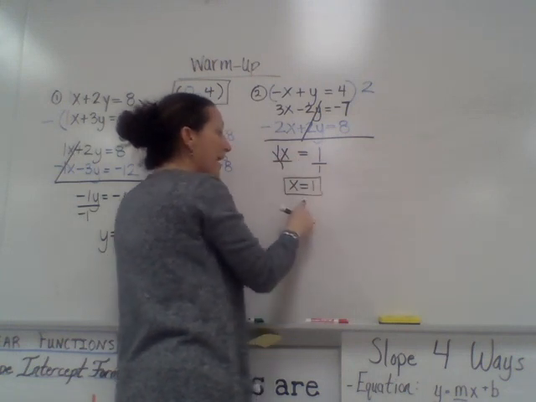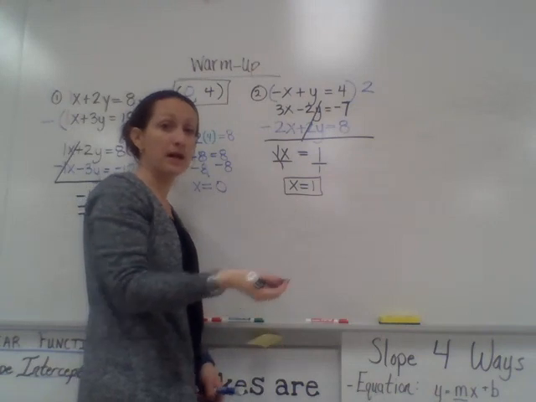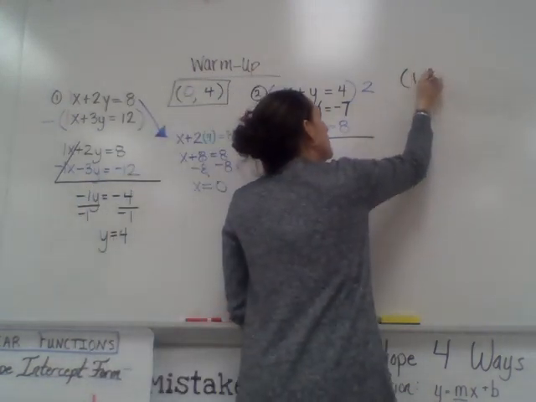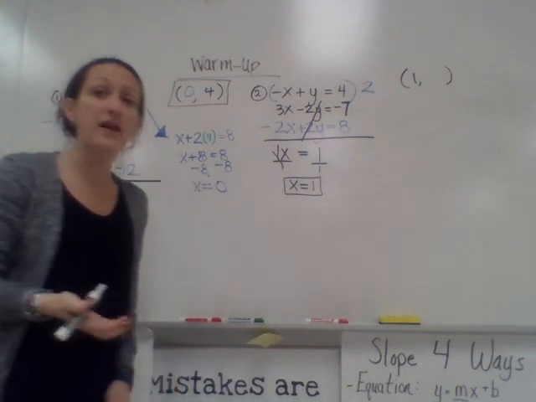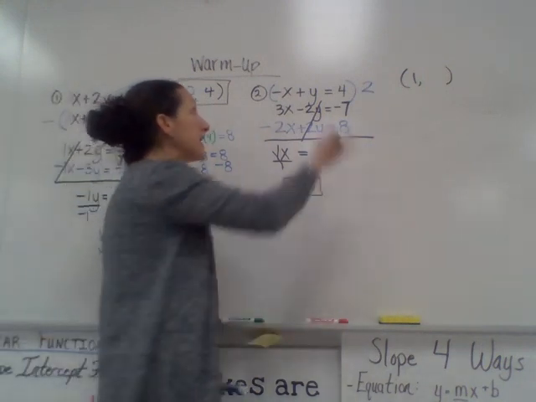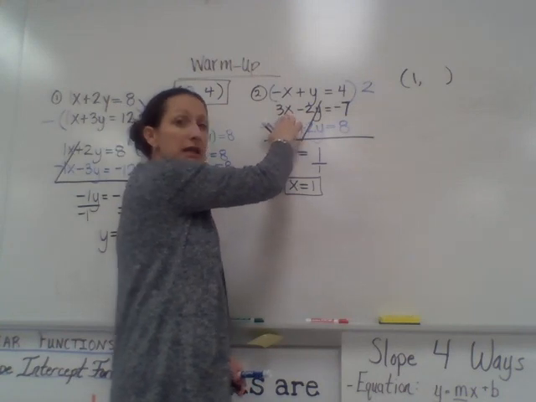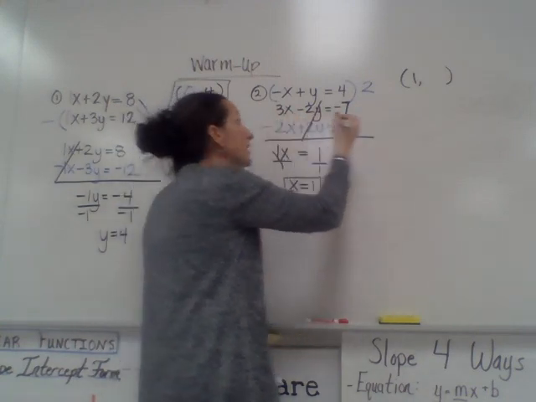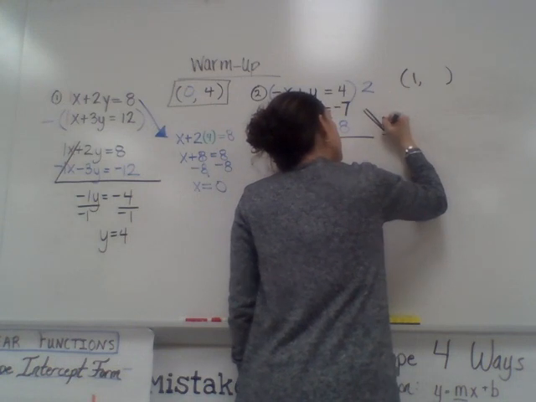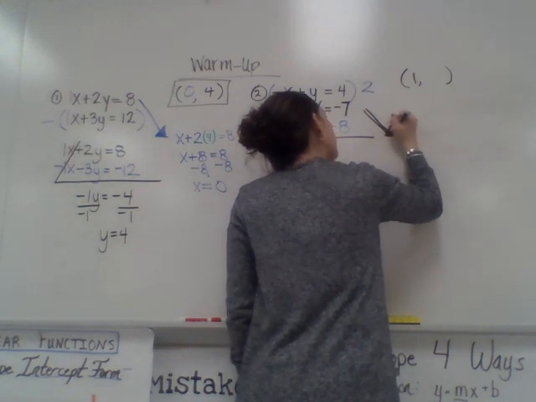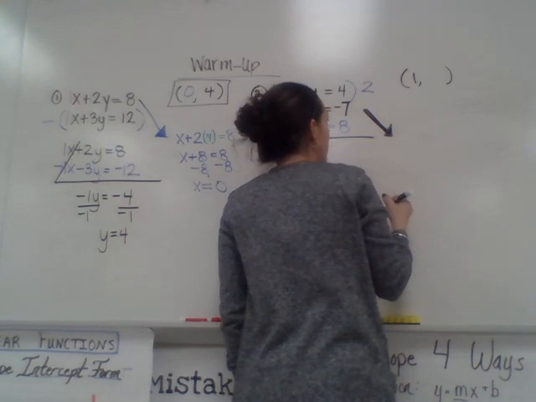So this time I found my first coordinate in my solution. So I'm going to write my point, 1 comma. Now I have to find that y variable. I can pick either equation. Okay, I'm going to pick my bottom equation just because there's not a negative with the x. I'm going to substitute in. And in place of x, I'm going to put what x equals, which is a +1.